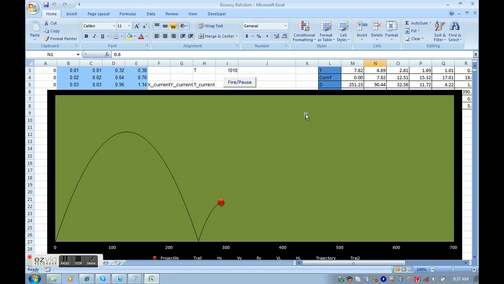So hi all, this is a bouncy ball. If you can see, the ball is bouncing off the floor. So let it complete. So this simulation is more of an Excel challenge rather than a physics challenge.